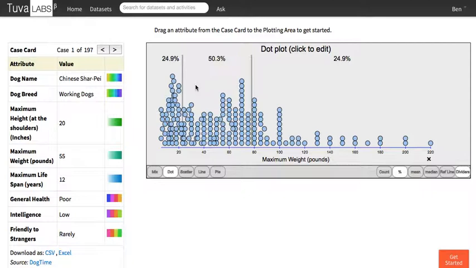So now notice that 24.9% weigh between 0 and about 20 pounds, and 50.3% weigh between 20 and about 80 pounds, and 24.9% weigh between about 80 and 220 pounds. Finding the cluster is considered the most impartial method for finding out what is typical.